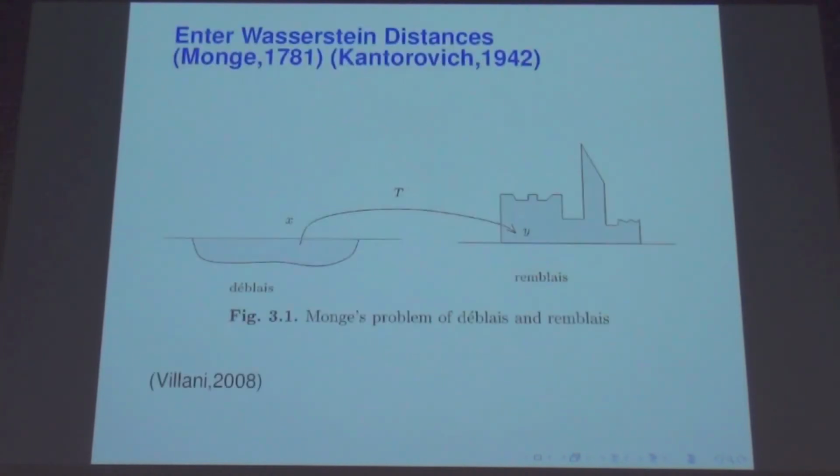So let's see how the problem looks for the Wasserstein distance, and this is just historical context. The Wasserstein distance was originally studied by Monge and of course Kantorovich. If you don't know, Monge was an engineer for Napoleon.